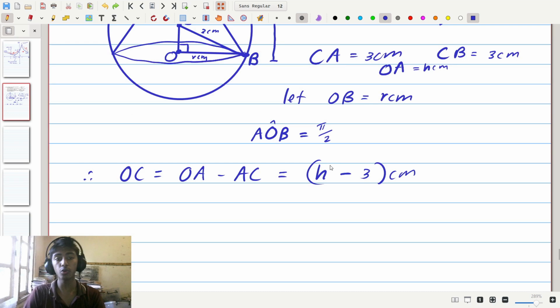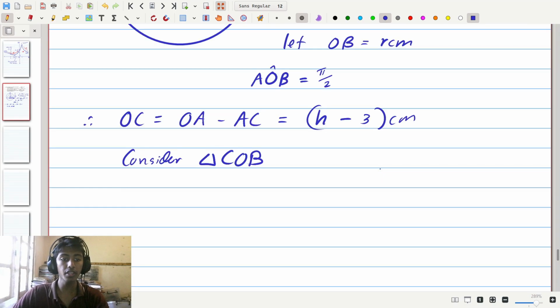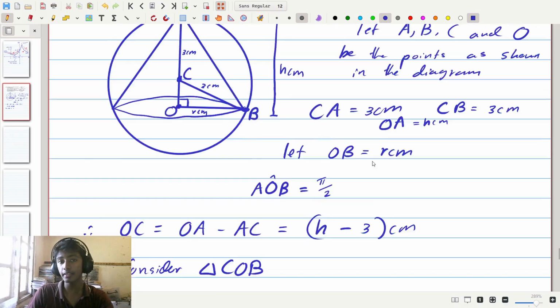So what we're going to do is to consider the triangle COB, and we can see, since the angle COB is equal to 90 degrees, pi by 2 radians, it implies that the Pythagorean theorem should hold for this triangle. Now, considering the Pythagorean theorem, the hypotenuse here is 3 centimeters, this length here is r centimeters, and this length here is h minus 3 centimeters.